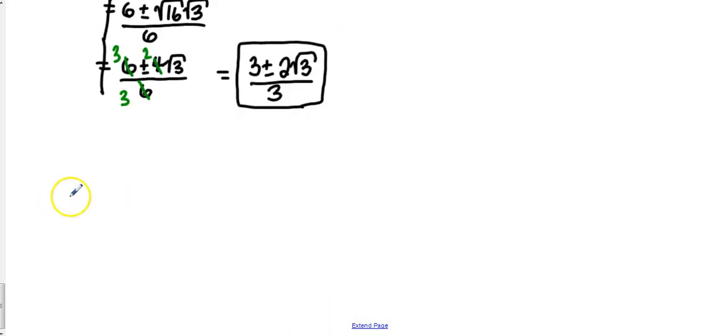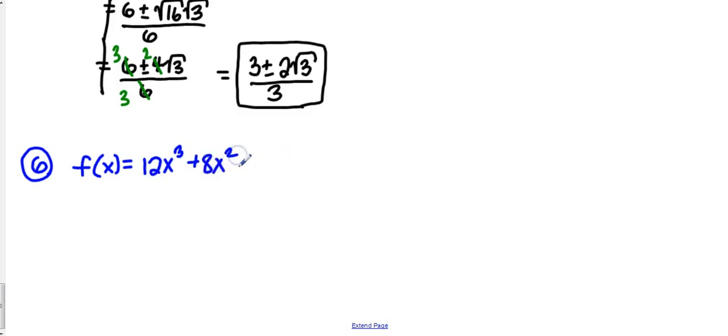Number 6. This is our second to last example. f of x equals 12x cubed plus 8x squared minus 13x plus 3. Now, the given zero is x equals 1/2. Yay for fractions. This is going to be fun. So, I will get this going with you.